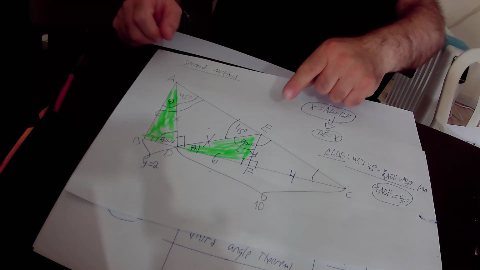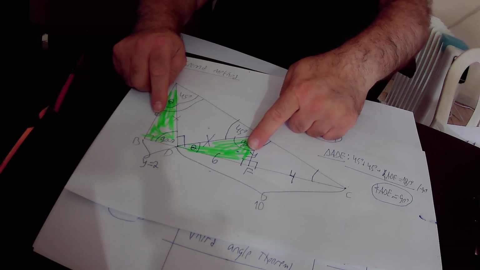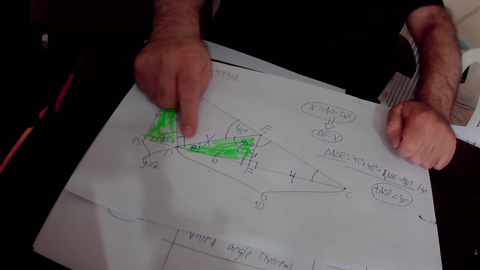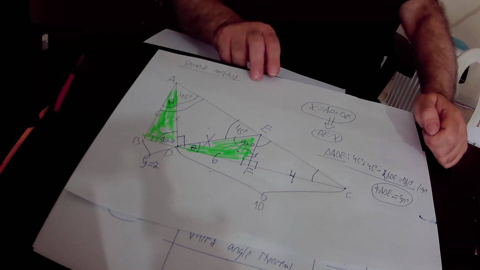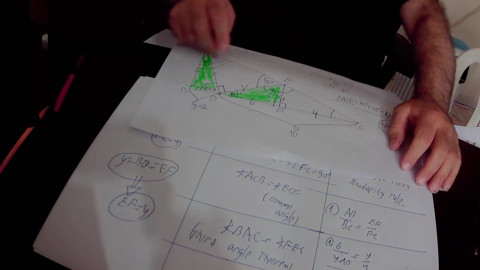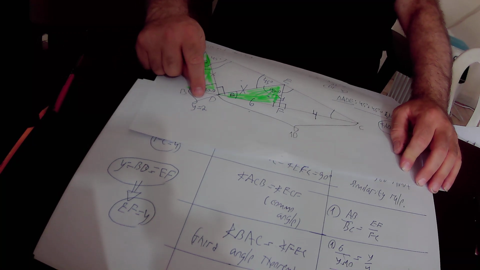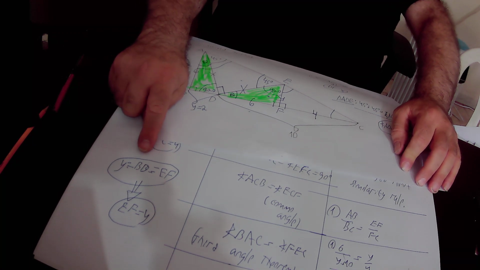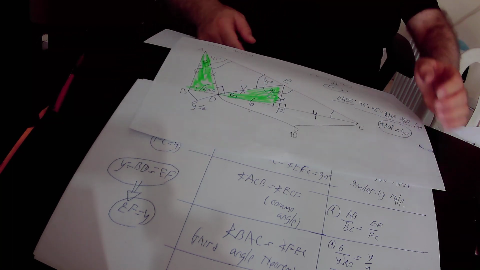And because those two right-angled triangles can go into each other, we derive that BD equals EF, according to the rule that corresponding sides of congruent triangles are equal. Okay, BD equals EF. If we define BD as Y, then from Y equals BD equals EF, we derive that EF is also equal to Y.